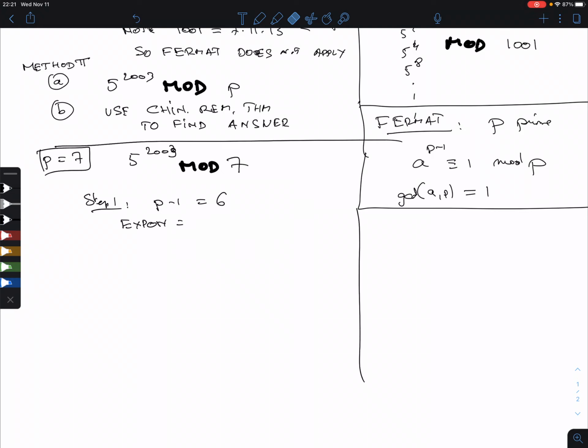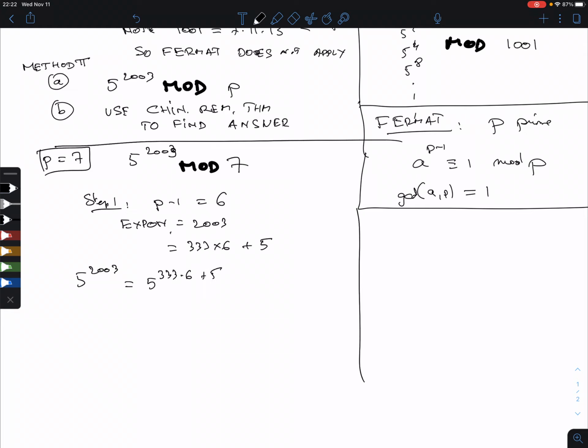It's more valuable that I show you how it works. So the exponent is 2003. Let's do the long division on it. It's what I did, but I didn't write it down. It's 333 times 6 plus 5. So what does this now mean? We can break 5 to the 2003 down into 5 to the 333 times 6, plus 5.